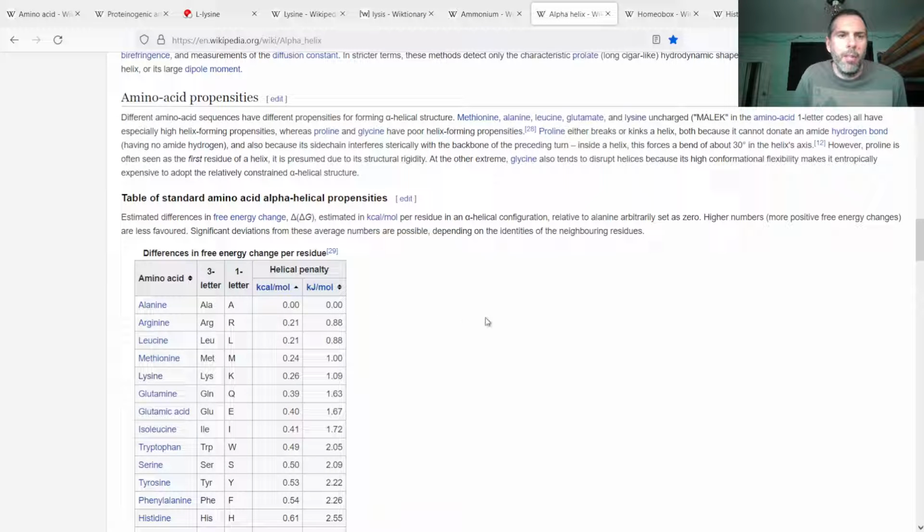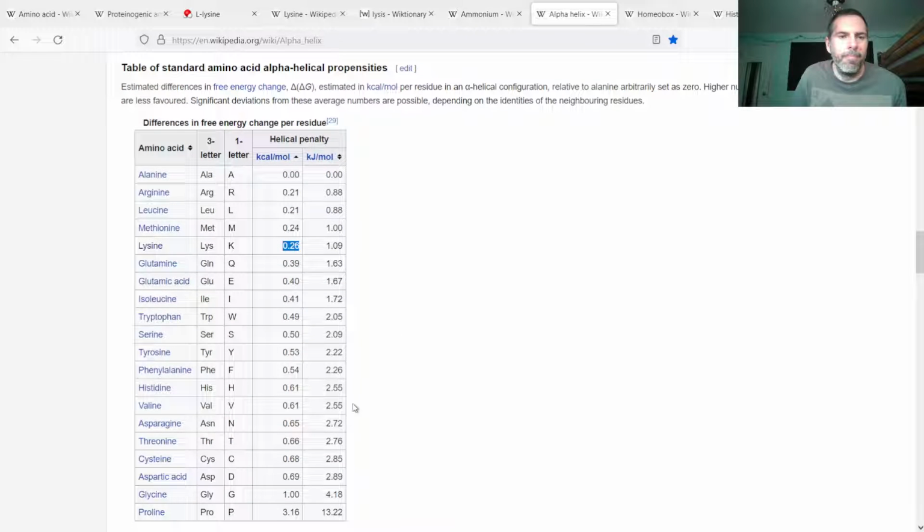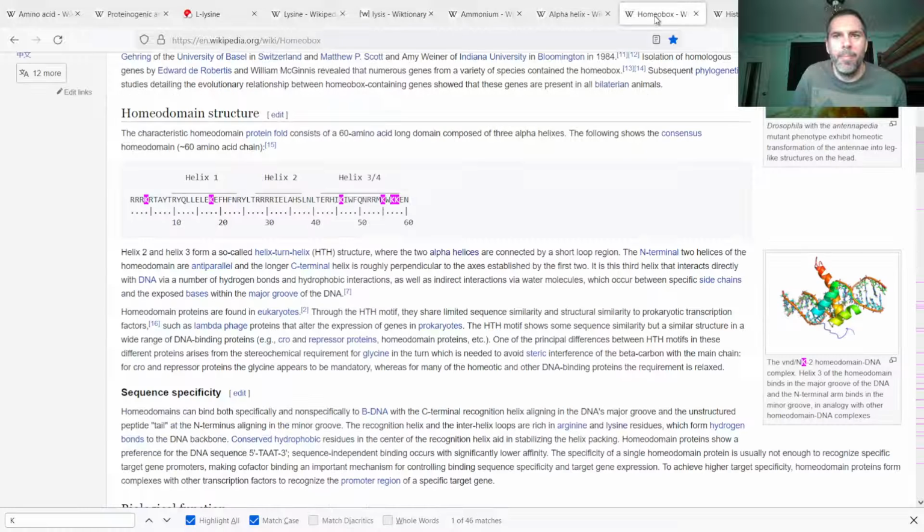So lysine is relatively favorable in alpha helix. It's right here, 0.26 on the helical penalty. Relatively close to alanine, which is the most favorable. And we saw this with arginine.